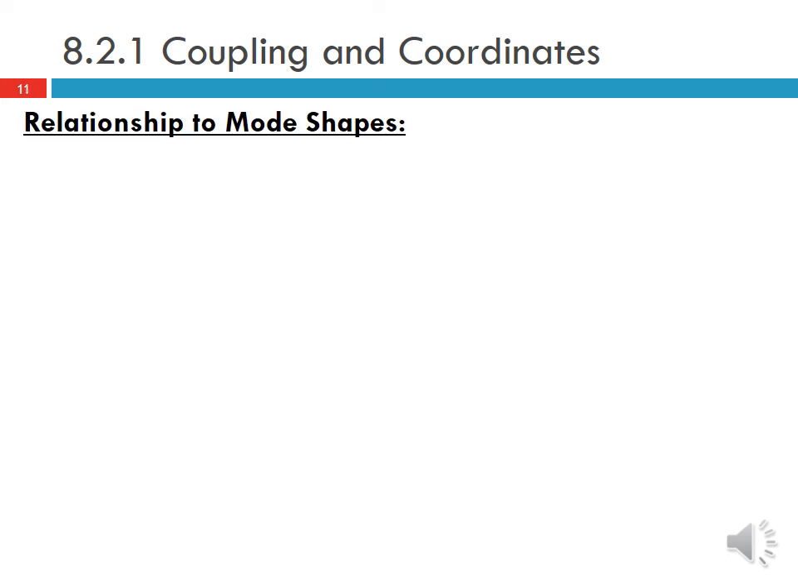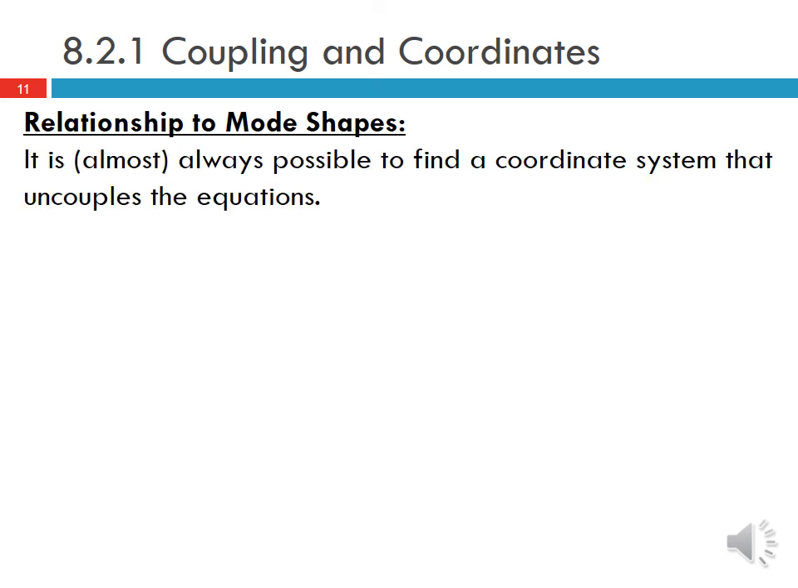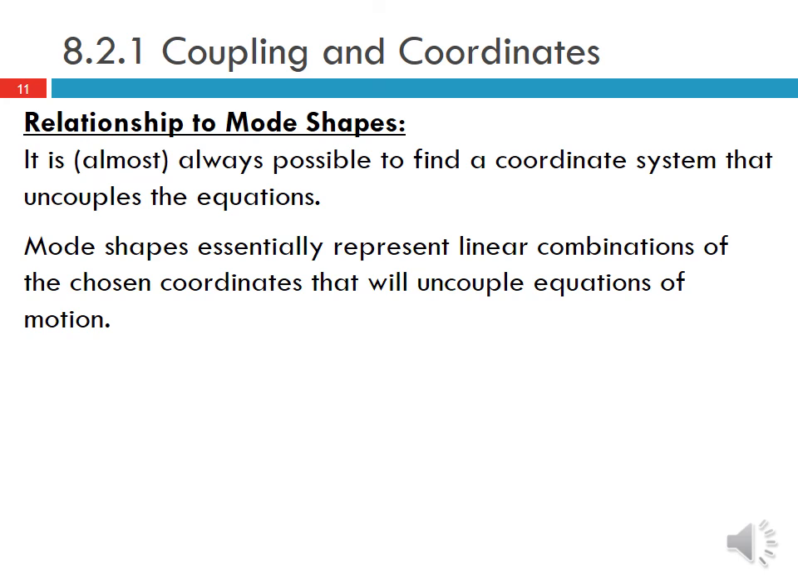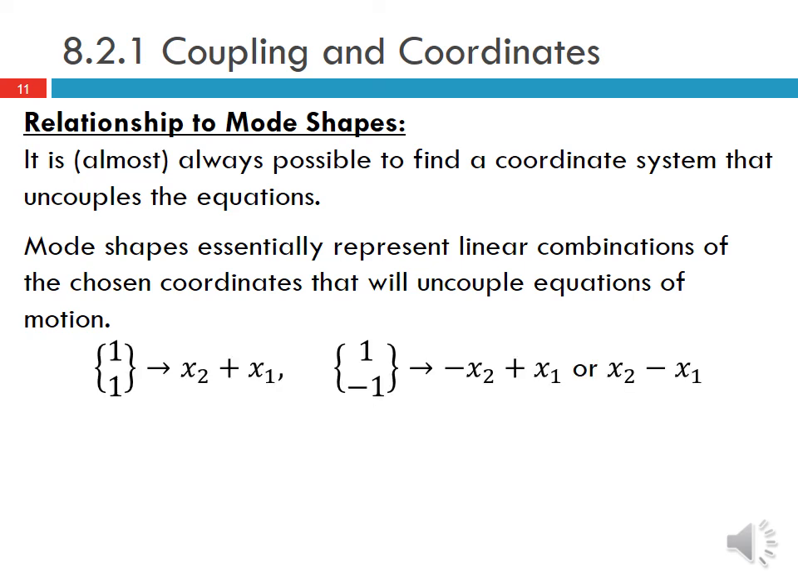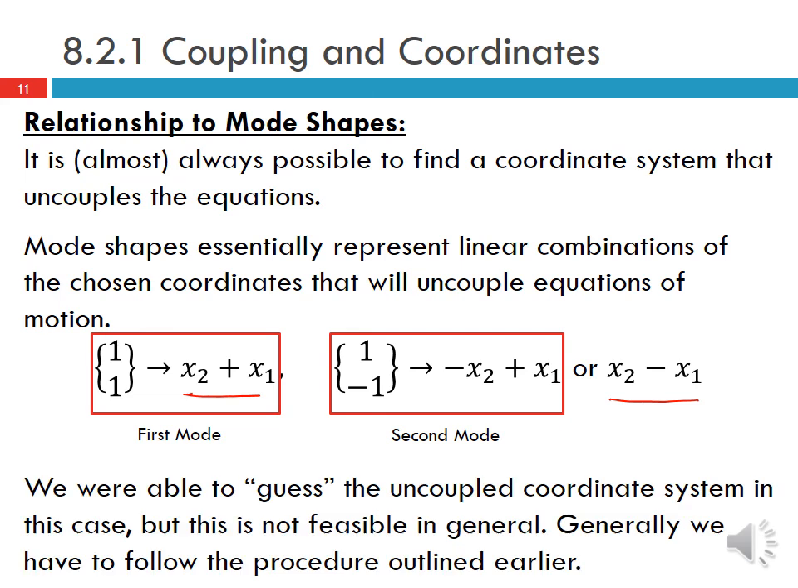Now let's look at the relationship to our mode shapes. So it is almost always possible to find a coordinate system that uncouples our equations. Mode shapes essentially represent the linear combinations of those chosen coordinates that will uncouple the equations of motion. So if we look at the mode shapes that we found for this system, 1, 1 represents our coordinate x2 plus x1, and 1, minus 1 represents our coordinate x2 minus x1. This was our first mode, and this was our second mode. So in this case, we were able to guess the uncoupled coordinate system, but this is not feasible in general.